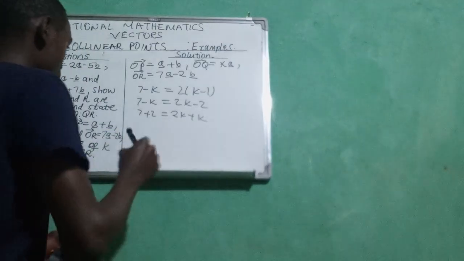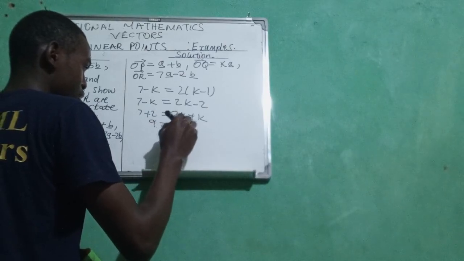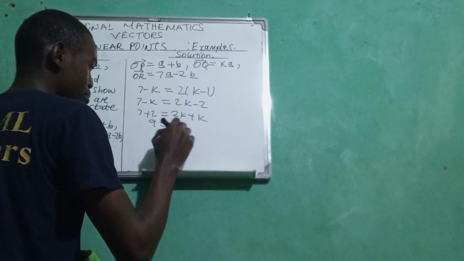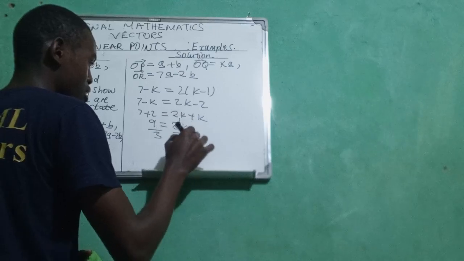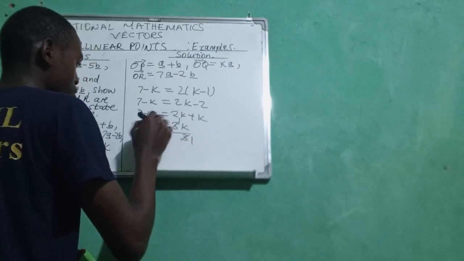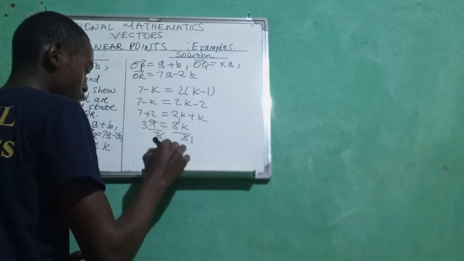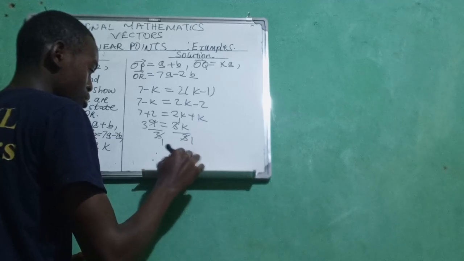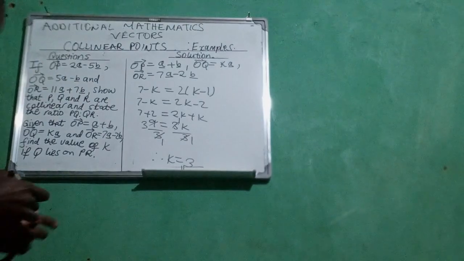So 7 plus 2 is 9. 2K plus K is 3K. You divide both sides by 3. 3 can go into 3 once, and 3 goes into 9, 3 times. Therefore, K is equal to 3. And that is your final answer.